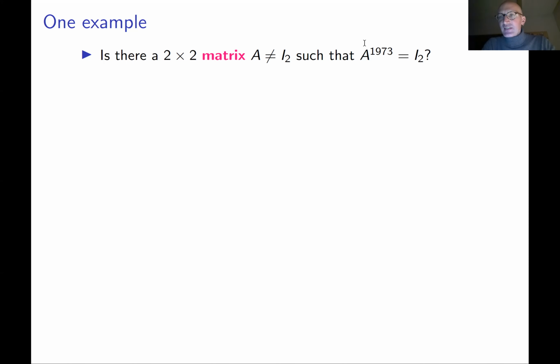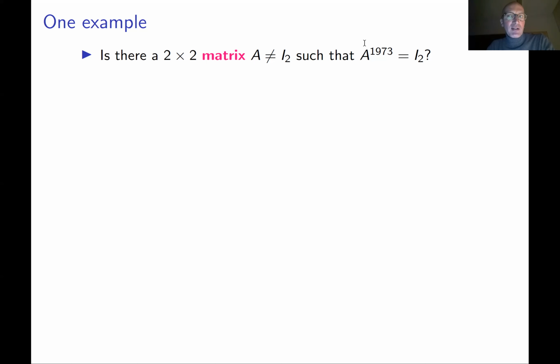But the identity matrix is not a very interesting answer. So you refine your question: do we have other matrices? Maybe we don't, maybe the identity is the only one. I must admit this is maybe not immediately easy to answer, but let's translate it into the language of linear transformations. If I translate, I get this question: we want to find a linear transformation of the plane such that it's not the identity, but such that if you compose it with itself 1973 times, you get the identity map. Some transformation of the plane such that if you repeat it 1973 times, you just get the identity.